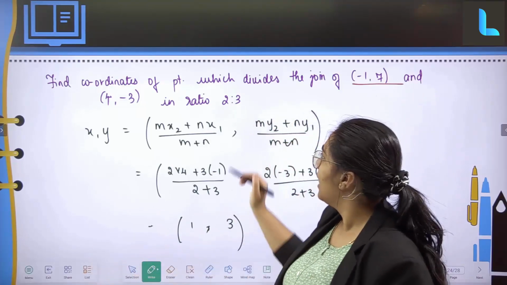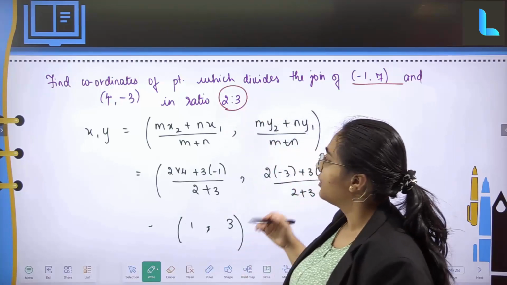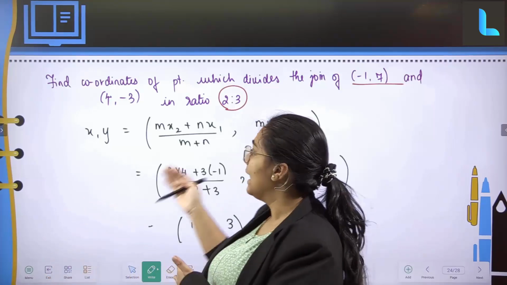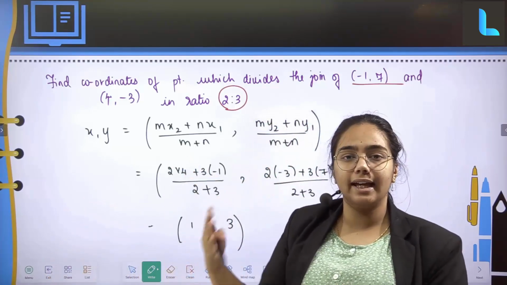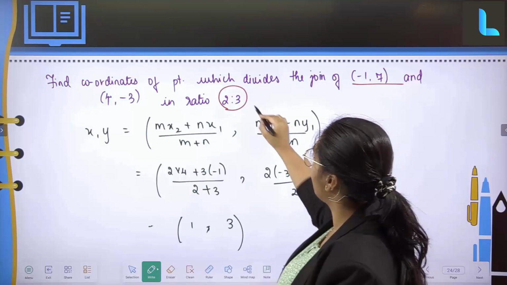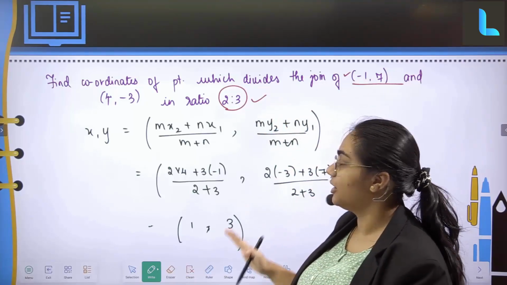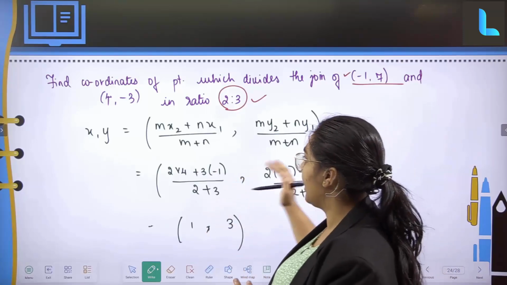Find the coordinates of the point which divides the join of (-1, 3) and (4, -3) in the ratio 2 is to 3. So very simple question. We have come across already how to find out k and the ratio, but over here the ratio has been given and the points also have been given. It is nothing but you just have to simplify the formula.